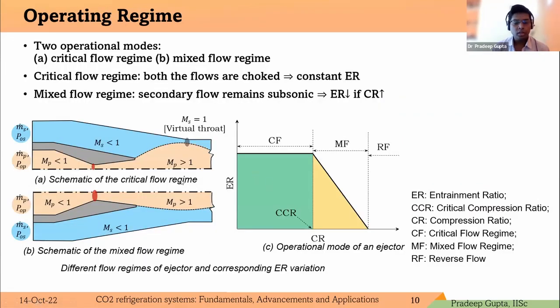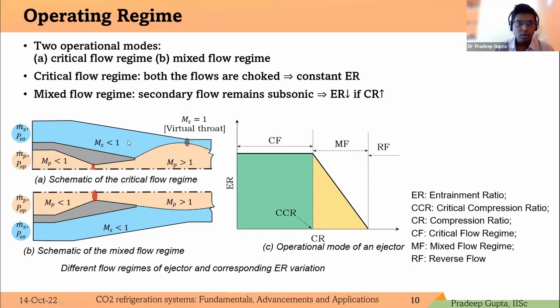Now, as I mentioned, the secondary flow may or may not choke inside the ejector. Based on that, we classify the ejector operation as the critical flow region and the mixed flow region. In the first schematic, the primary flow is anyway choked at the nozzle throat, and due to the under-expansion, the primary flow expands further after exiting the nozzle, and it creates the converging portion for the secondary flow, where the secondary flow accelerates and reaches the sonic condition somewhere in the mixing duct.